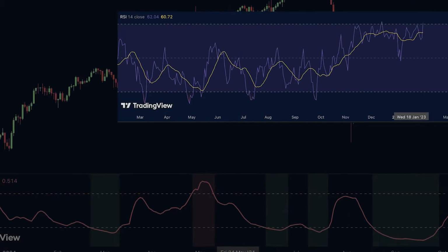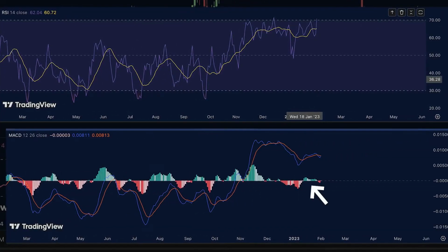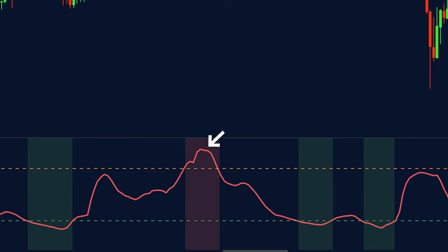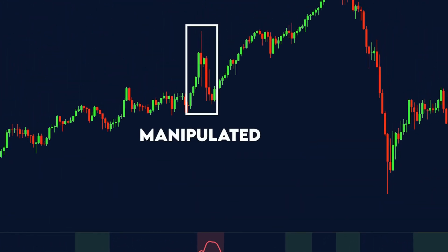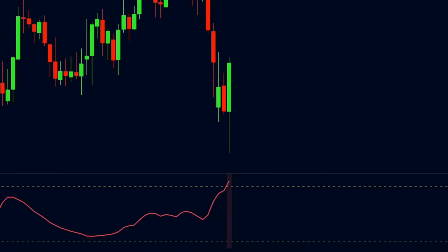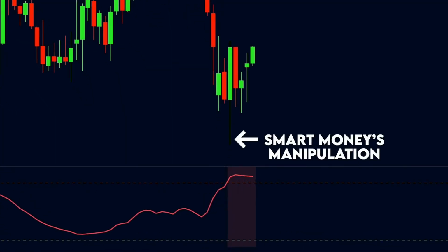Now, while everyone else is using tools like the RSI and MACD like amateurs, the top 1% traders use these advanced mathematical models to detect when institutions are manipulating the market. And this isn't some basic oscillator either. This is institutional grade market analysis that reveals when smart money is playing games with price.